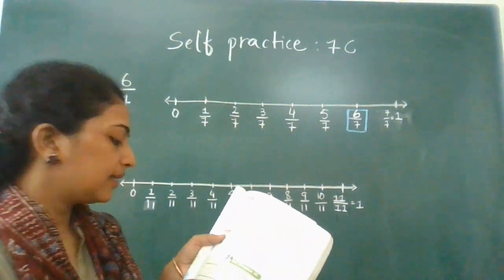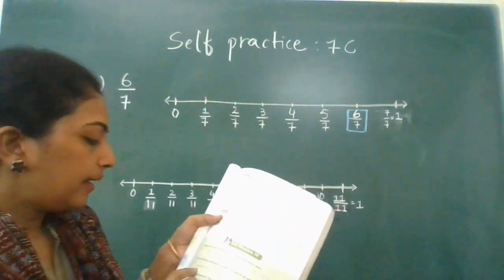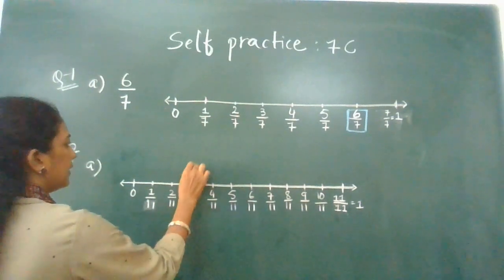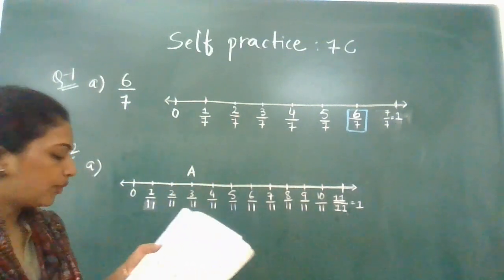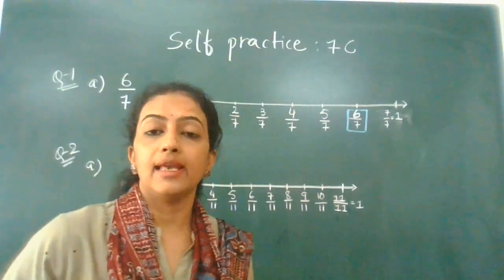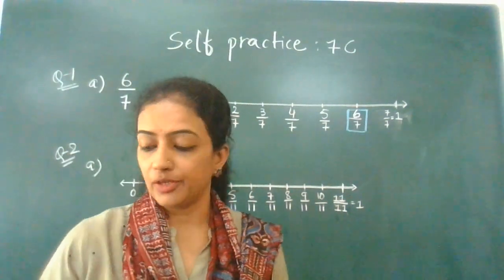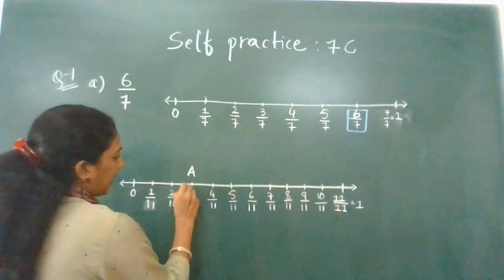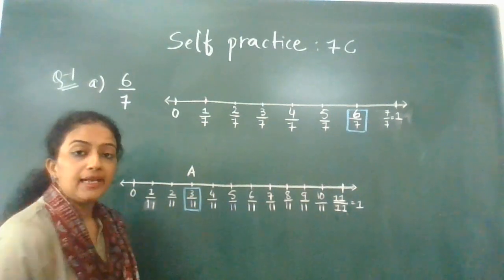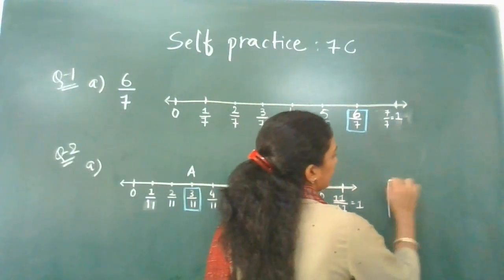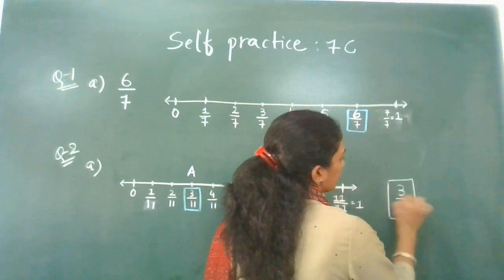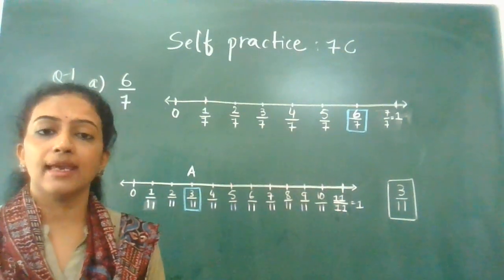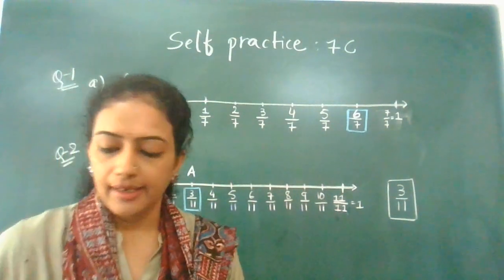But if you observe, there is a given letter A. Where is it? The letter A is here, the 1, 2, and on the third mark the letter A is given. Now the question is, wherever the letter A is given, whichever point it is given, you have to tell which fraction it is. So you can see that A is on 3 upon 11. Here a box is given to you. In this box you have to write 3 upon 11 as your answer. Where the point A is, that is your 3 upon 11.